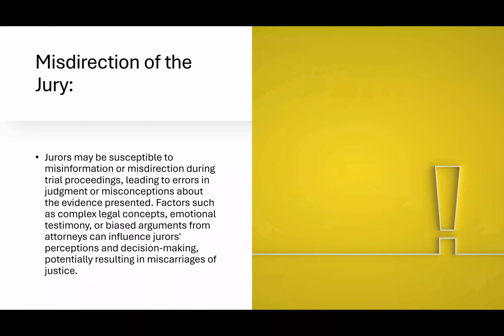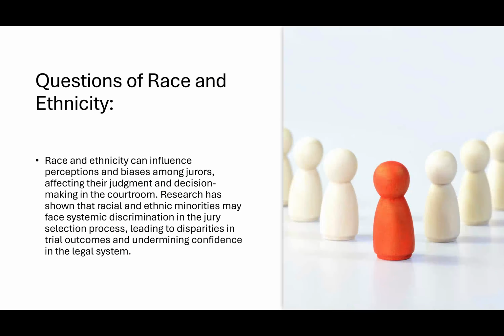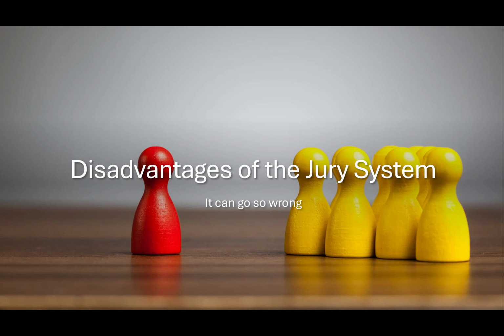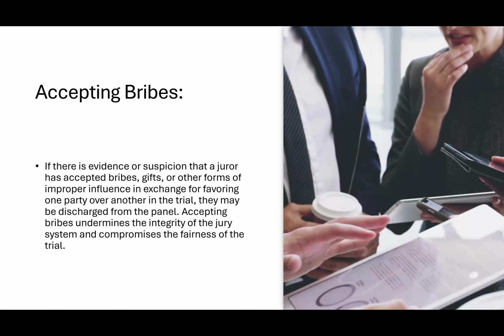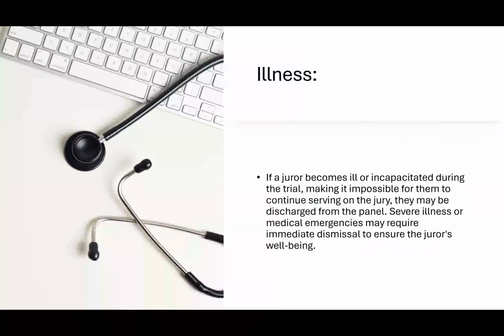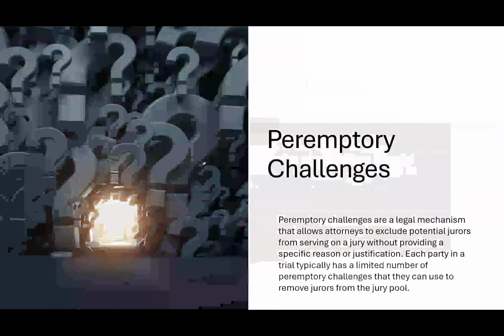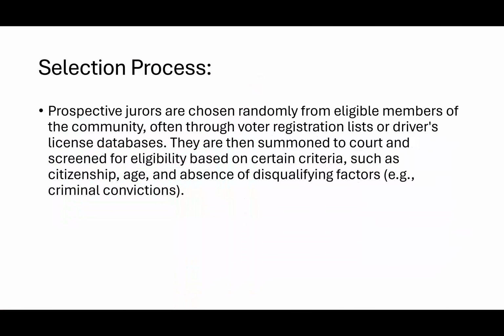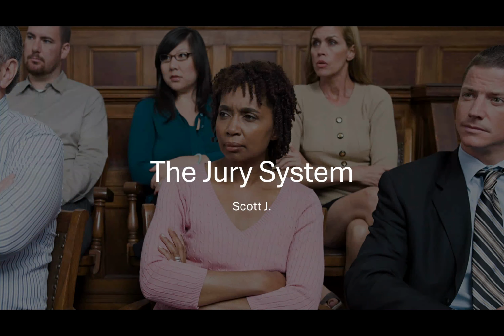We looked at the disadvantages: the misdirection of the jury, gender inequality, questions of race and ethnicity, problems with representativeness, and corruption of the process. We also looked at the different reasons why there can be a dismissal from the jury, as well as the structure of the jury system, the peremptory challenges and the for-cause challenges. So that is really it for the jury system. That is the review of the jury system. All right. Any questions?